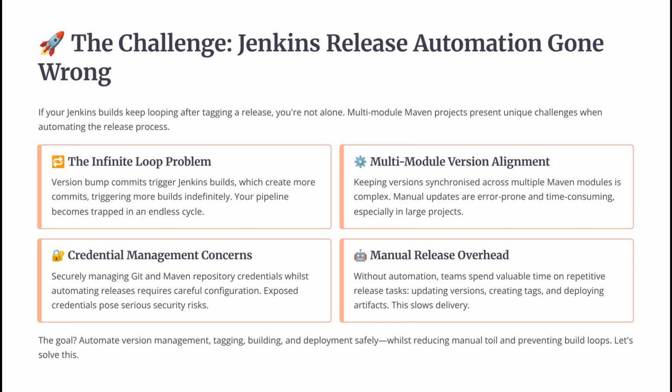Next, credential management. To push commits, create tags, and deploy artifacts, your pipeline needs access to Git and your Maven repository. If you store those credentials in plain text in the Jenkinsfile, you're inviting a serious security risk. Instead, they should be stored and injected securely through Jenkins' built-in credentials manager.